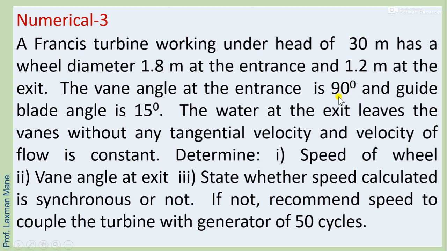Now vane angle means what? Theta. Theta is 90 degree, means actually this is what? Inlet is radial. Guide blade angle is 15 degree, this is alpha. Water at the exit leaves the vane without any tangential velocity, means VW2 value is 0. Velocity of flow is constant, and we are asked to calculate speed, vane angle at exit, and speed for the 50 cycles, means synchronous speed.